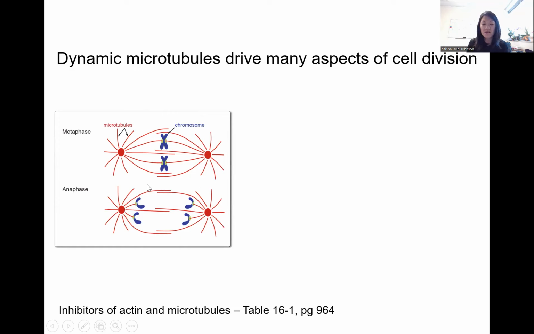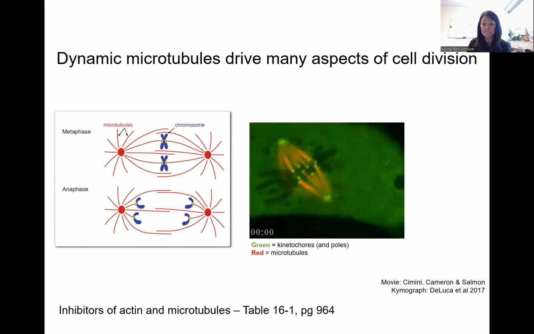So shown here is an example of a cell at metaphase. That's when the chromosomes are all aligned at the middle of the cell. And these microtubules shown here in red are attaching onto the chromosomes and then are going to split them apart. So you need this microtubule to shrink very quickly, right, in order to pull these sister chromatids apart. And that happens through the regulation of microtubules at that plus end depolymerizing. So here's an example of that.